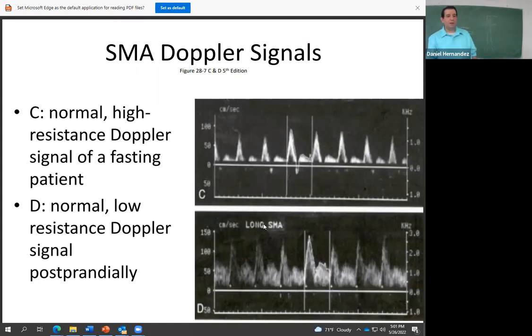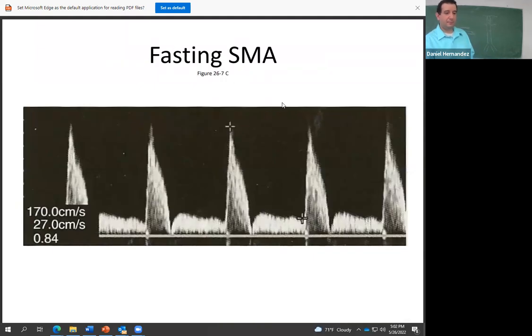So this just shows the changes in those Doppler signals that can be seen, whether the patient's fasting or not. So you could see preprandially, when they're fasting, you get a triphasic high resistant waveform, and then a low resistant waveform after they've eaten, or postprandially. It's another example showing a fasting SMA. They have a resistive index of 0.84.